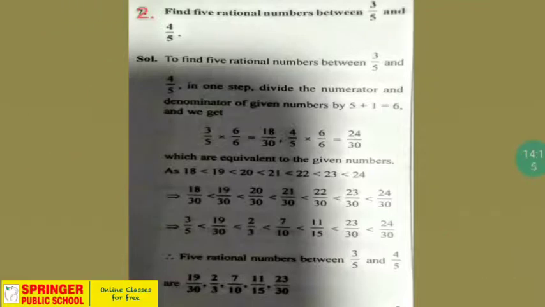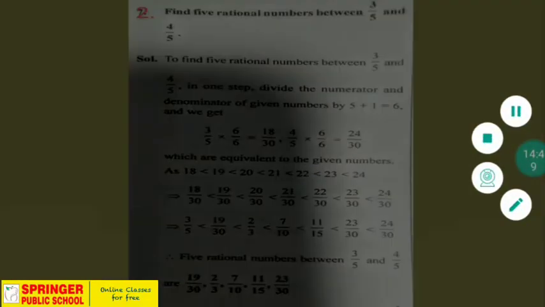Now students, you can see that the numbers which are given, 3 upon 5 and 4 upon 5, are already like fractions. So we simply move to the trick by which we can find 5 rational numbers between them. We have to find 5 rational numbers, so basically we have to multiply both the fractions by 5 plus 1, which is 6.